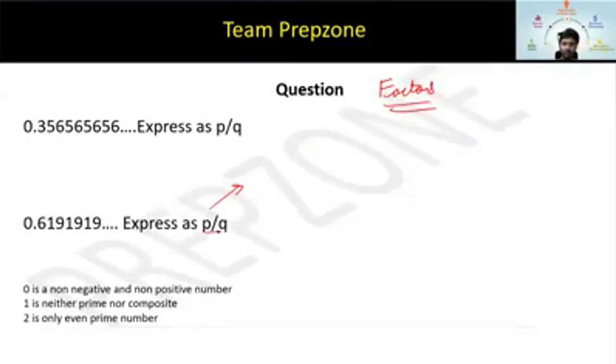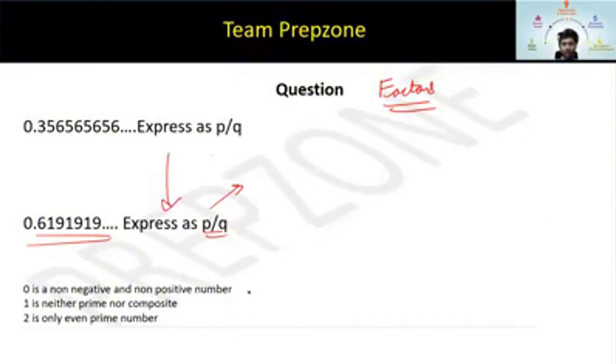Express this as P by Q. Use this shortcut if you want to. 619 minus 6 will be 613, divided by 2 times 9 because on 19 there is a bar, and 1 times 0 because there is no bar on 6. Answer will be 613 upon 990. The concept is same.